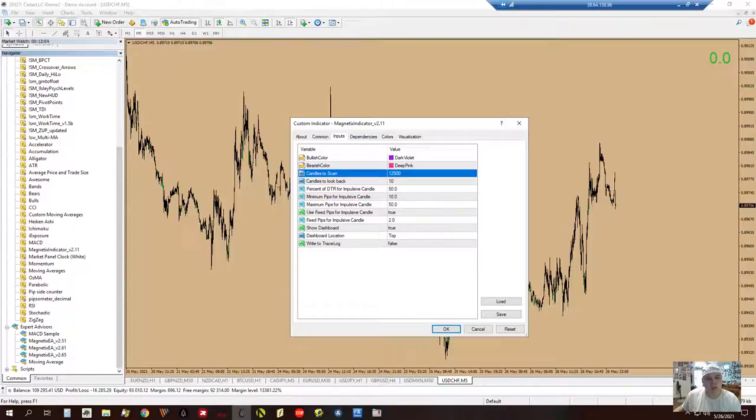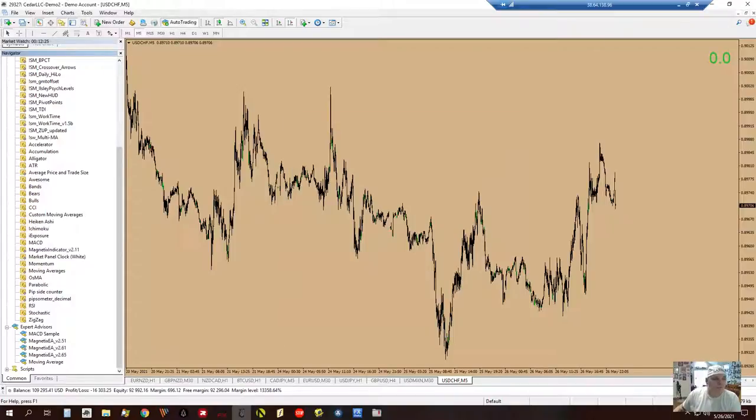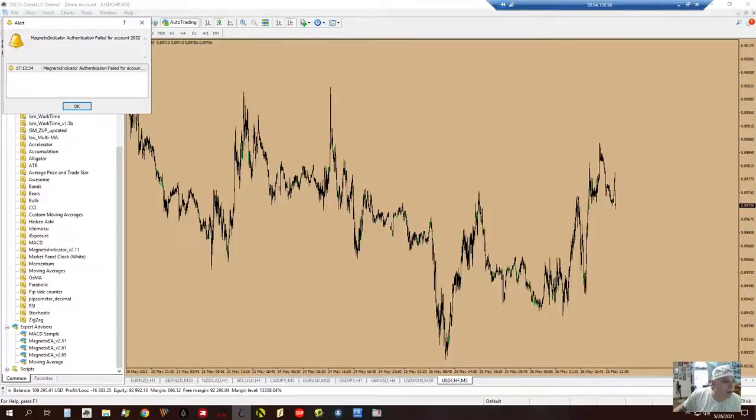And you guys can go ahead and copy this. This is pretty universal. This is the way I do it. I know that the programmer puts this at 10, and you can do that, but I like to see all of them. And this right here means that it's going to be a 2 pip candle or above to show me a magnetic. And I want to see the small ones. So I will explain most of this stuff on the EA because it's the same settings.